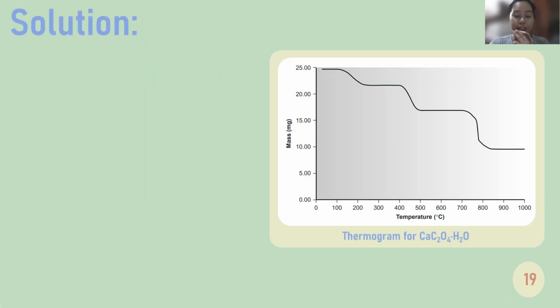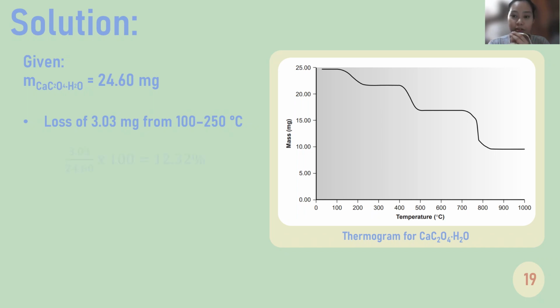Given the original mass of the sample, 24.60 milligrams, we will address the loss of 3.03 milligrams from 100 to 250 degrees Celsius. Let us first get the percentage of the lost mass by dividing it by the original mass and multiplying it by 100. There is a loss of 12.32%, which you can also see in this thermogram, and we'll consider it as the first step.